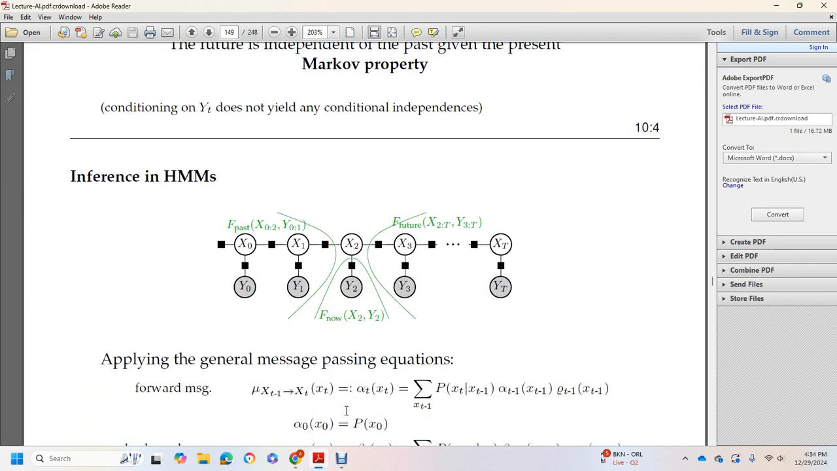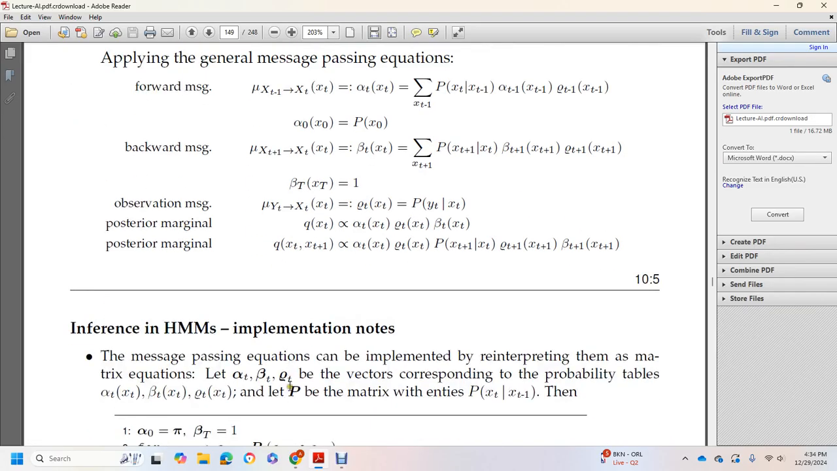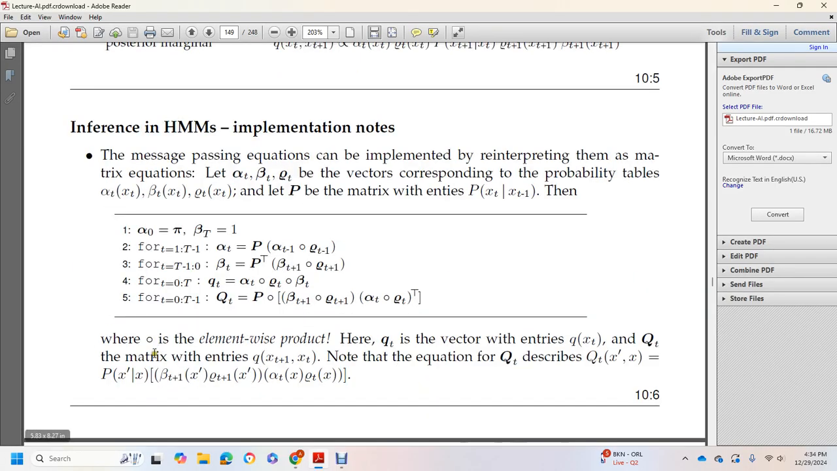Inference in HMMs, applying the general message passing equations. Inference in HMMs, implementation notes: the message passing equations are implemented by interpreting them as matrix equations, with vectors corresponding to probability tables. Let O be the matrix, and then the element of Y is picked out of the product, where O is an element of Y, the quantity of the vector entries at a time, matrix entries, and the equation of the quantity that describes the time and the parameters.